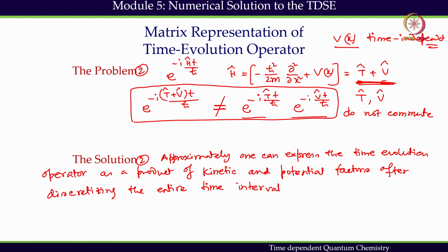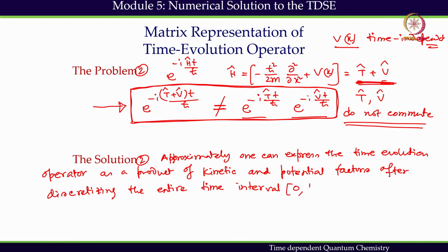So, two comments I have already made, and I will prove it very soon. First comment is that this is not true. They are not always equal, because these two operators do not commute. And the solution can come approximately: one can express the time evolution operator as a product of kinetic and potential factors by discretizing the entire time interval.